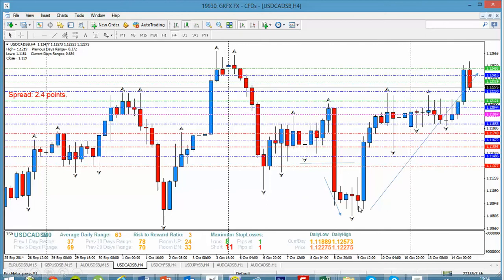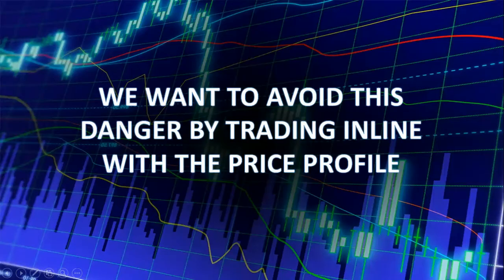price rallies straight back up, going even beyond where it was before it starts to spike down. So as you can see, if the market moves against the overall price profile, very quickly the market can jump back up. So if you're trading against the price profile, you're at danger of, number one, seeing a very short-lived trade, but number two, very, very quickly getting stopped out. So we want to avoid this danger by trading in line with the price profile.